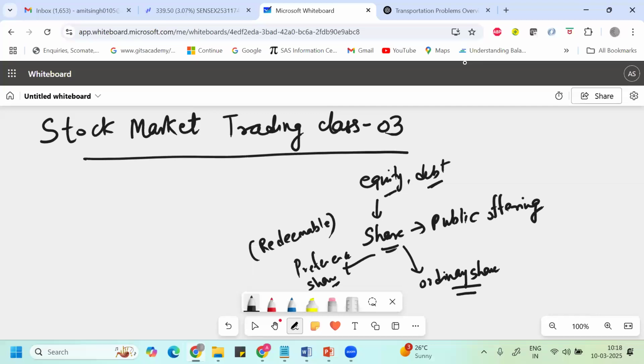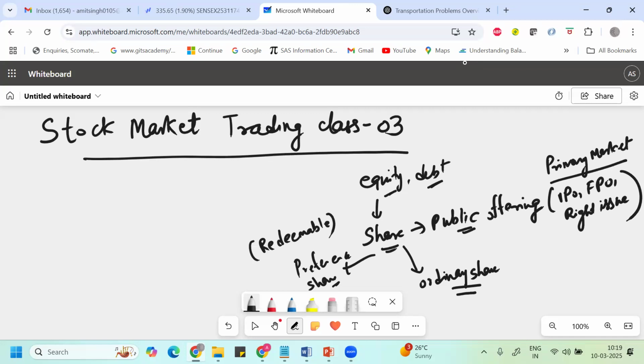Whenever the company does its public offering in the form of an IPO, FPO or rights issue, basically they offer part of their ownership to the general public. Public means that the company gives its ownership to 50 or more than 50 people. If the company dilutes its ownership and gives it to 50 or more people, then automatically that issue becomes a public issue. Whenever the company does a public issue, it does so in the primary market. The market where the public issue of the company is done is called the primary market.